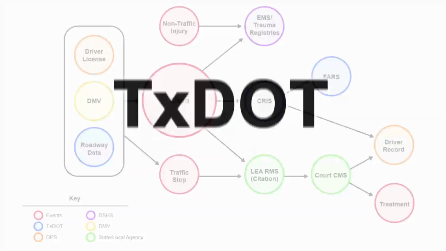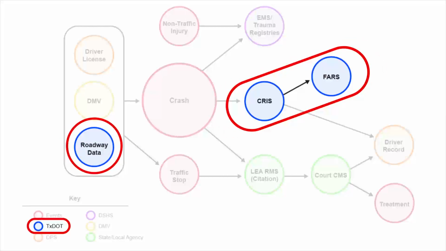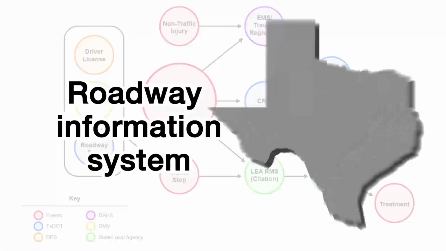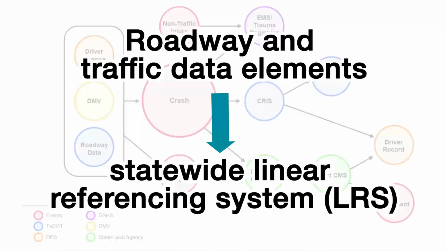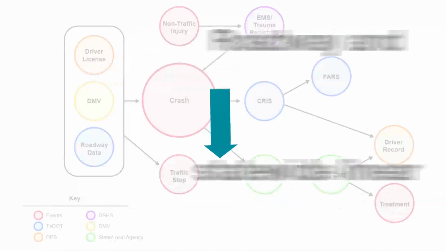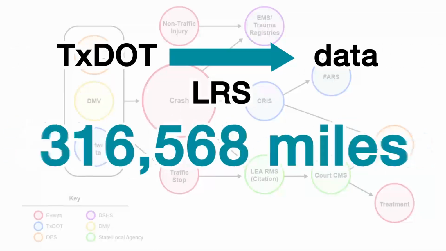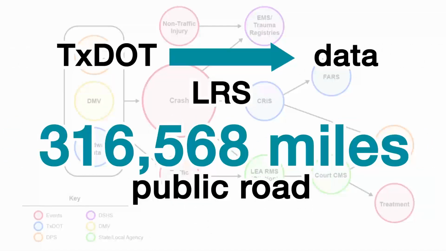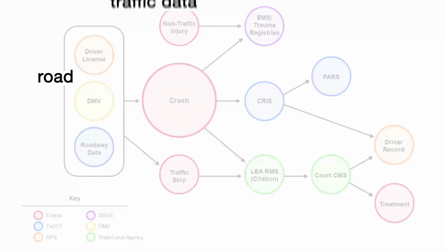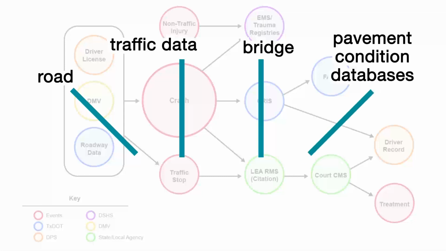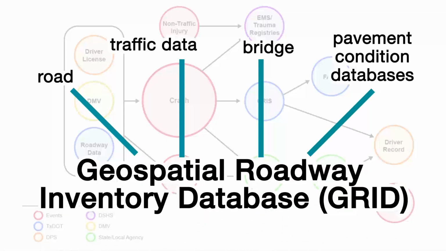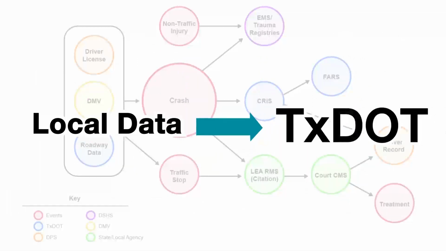The Texas Department of Transportation is the agency responsible for collecting and maintaining the roadway information for the state. Roadway and traffic data elements are maintained within a statewide linear referencing system. Through the system, TxDOT maintains data on over 300,000 miles of public road. When you provide geographic reference points, it enables linkages between road, traffic data, bridge, and pavement condition databases in the Geospatial Roadway Inventory database. Local data is submitted to TxDOT, then validated to be included in the system.